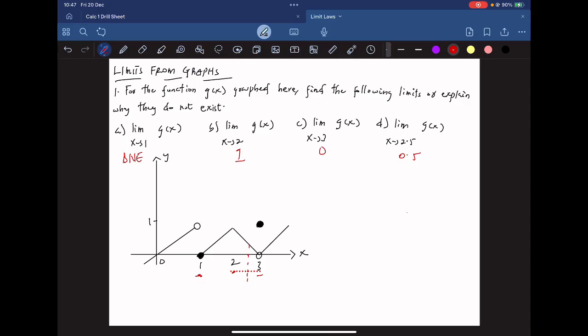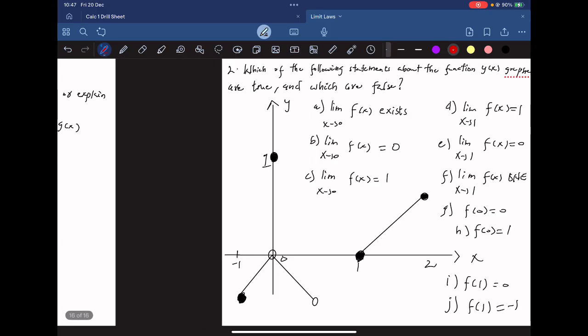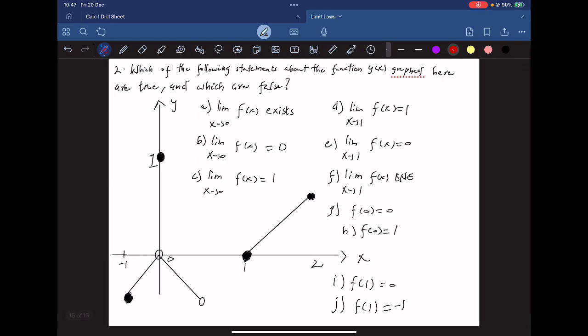Let's solve another question to better understand the concept. Now we have this. Which of the following statements about the function y of x graphed here are true and which ones are false, right? So let's take the first one. For the first one, we have the limit as x approaches 0 of f of x.